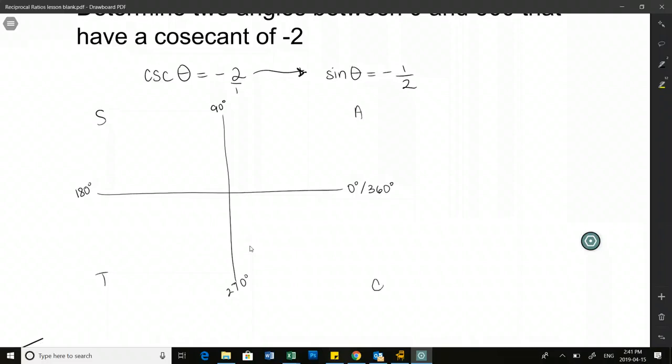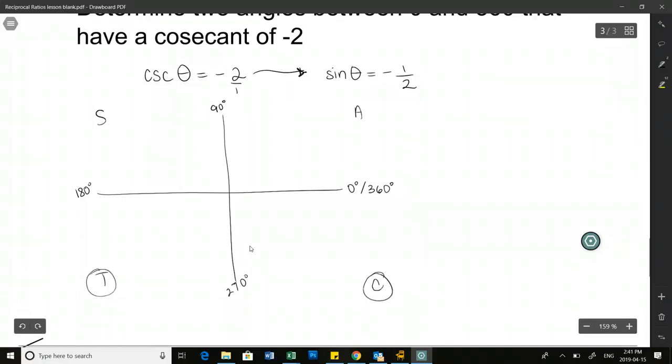Yes, C and T. Okay. C and T is correct. Sine is positive in the A quadrant and its own quadrant, which means it's negative in the T quadrant and the C quadrant. So those are where my first two angles, well, my only two angles, should be between 0 and 360.